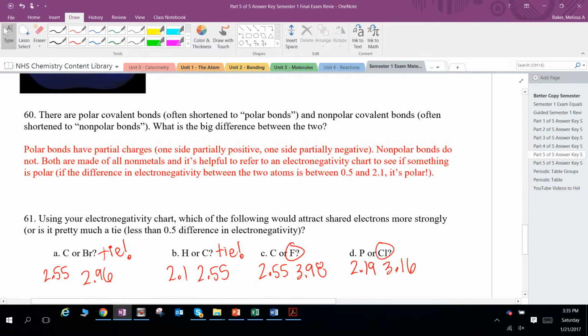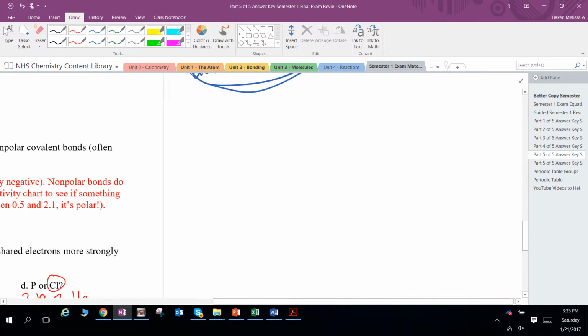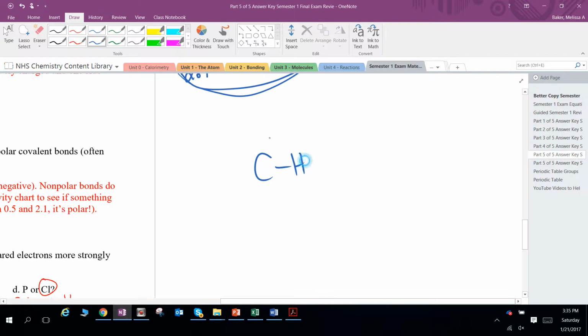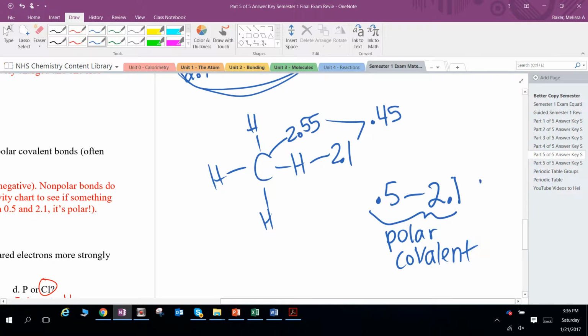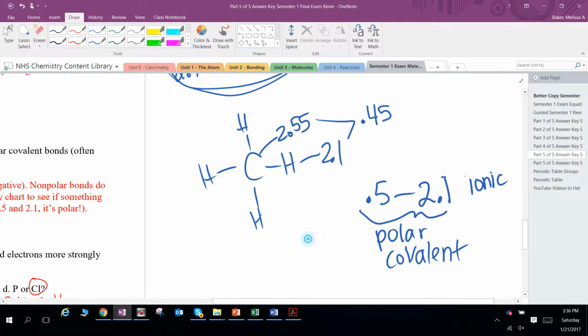So the big difference between a polar and a nonpolar bond is that in a nonpolar bond, there is an equal sharing. So, for example, if I had a carbon bonded to 4 hydrogens, the value for the electronegativity of carbon is 2.55 and hydrogen is 2.1. That's a difference of 0.45 if you subtract. For something to be polar covalent, it's going to have a difference in electronegativity of at least 0.5 and up to 2.1. If it's above 2.1, then you're really talking about an ionic bond, which is not sharing at all.